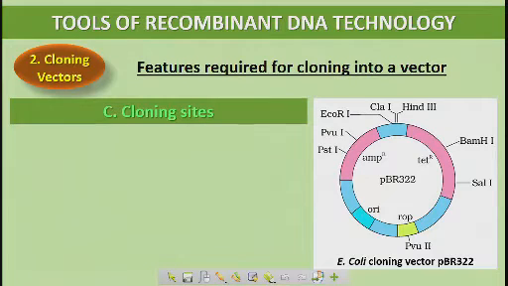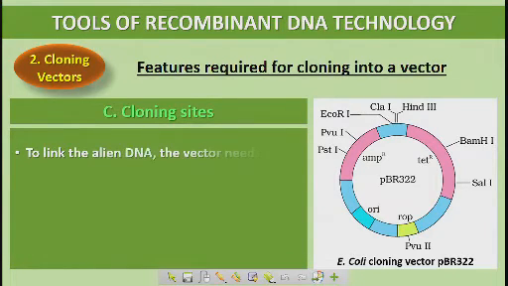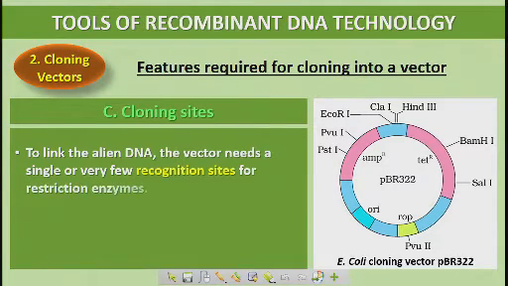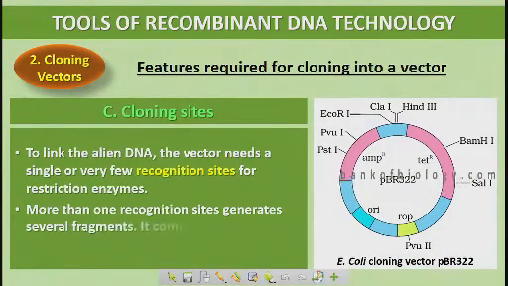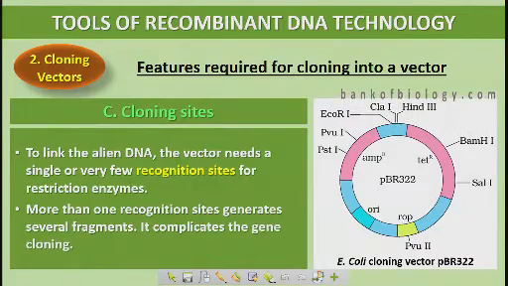The next feature is the cloning site. To link the alien DNA, the vector needs a single or very few recognition sites for restriction enzymes. More than one recognition site generates several fragments. It complicates the gene cloning.